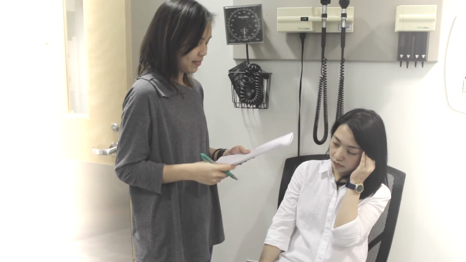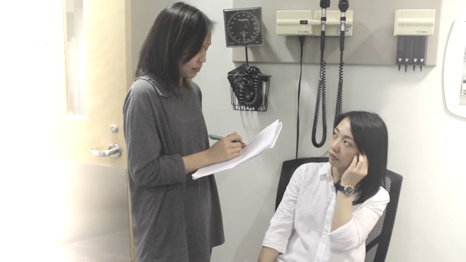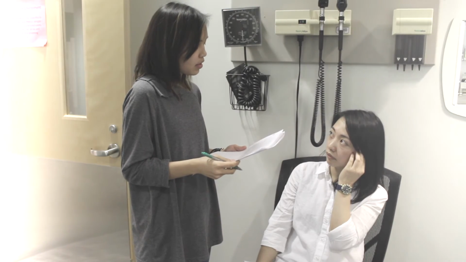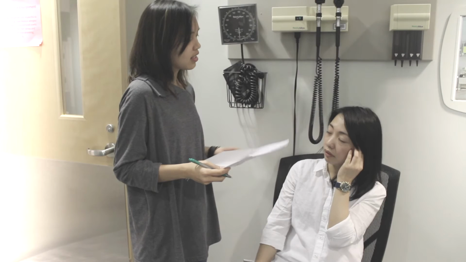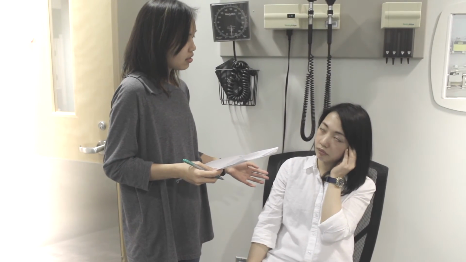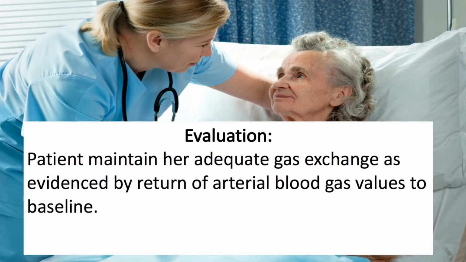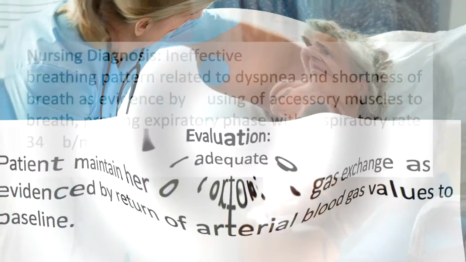Educate about smoking and environmental factors. The carbon monoxide in smoke decreases oxygen availability, and the nicotine can cause vasoconstriction and further reduce pulmonary blood flow, by Black and Hawkes 2011. Evaluation: patient maintained adequate gas exchange as evidenced by return of arterial blood gas values to baseline.